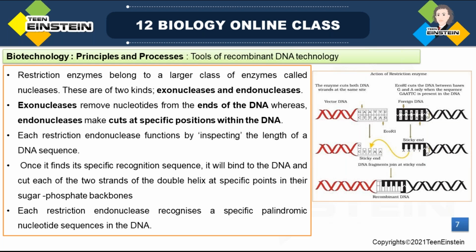So there are two types of restriction enzymes, restriction exonucleases and restriction endonucleases. Restriction exonucleases remove nucleotides from the end of the DNA. At the end of the DNA, nucleotides are present, which the exonucleases will remove. But what will endonucleases do? They identify specific positions within the DNA, and there they make cuts in the double-stranded DNA.